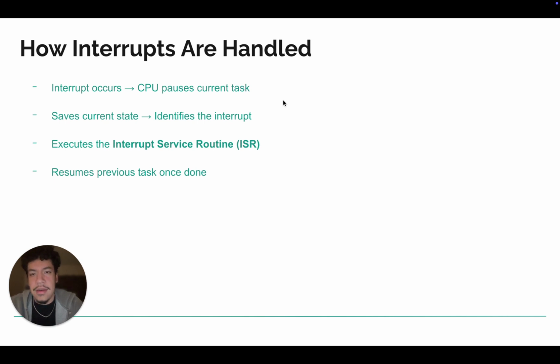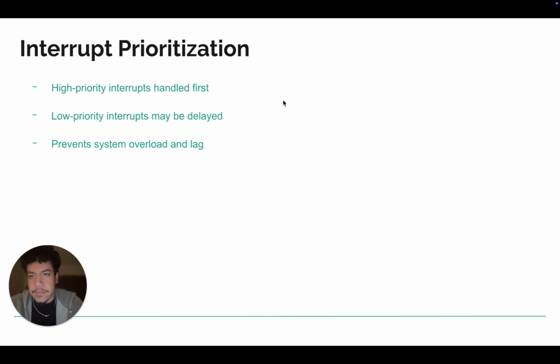Now, not all interrupts are equally important. Some need immediate attention, like hardware failures, while others can wait a bit. That's where interrupt prioritization comes in. High priority interrupts jump the line and get handled first. Without prioritization, your computer could easily lag or crash if it gets overwhelmed. Operating systems use different techniques to manage and prioritize interrupts. They use interrupt controllers. We'll cover those in a bit. And they sometimes even mask lower priority interrupts until the important stuff is done.